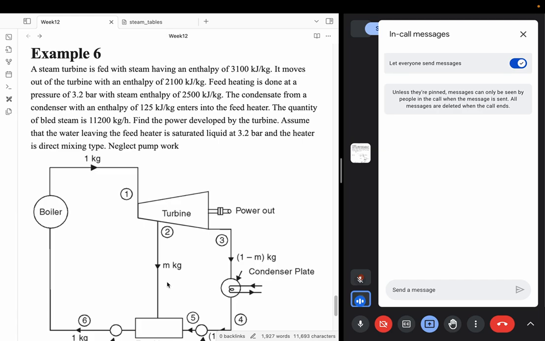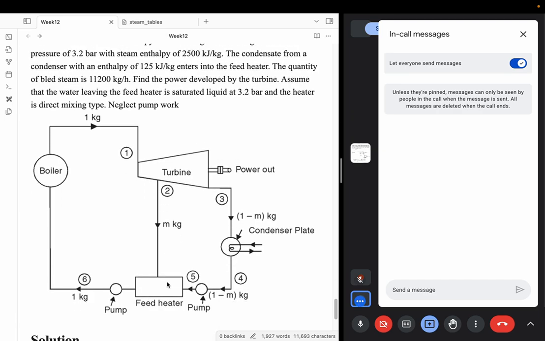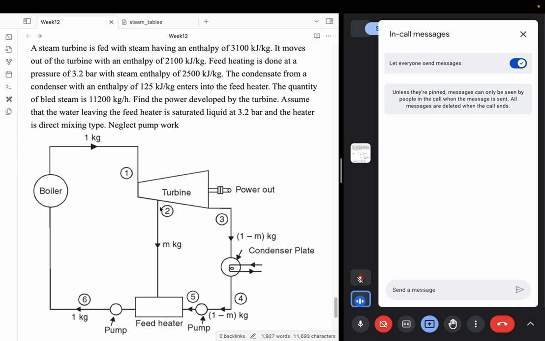So next we have a little bit of a problem. We have a steam turbine that is fed with steam. Up until now we have been discussing the normal traditional Rankine cycle. This is a Rankine cycle where you have an extra loop in between. The steam turbine is fed with steam having an enthalpy of 3100 kilojoule per kg, and it moves out of the turbine with an enthalpy of 2100 kilojoule per kg. Feed heating is done at a pressure of 3.2 bar.